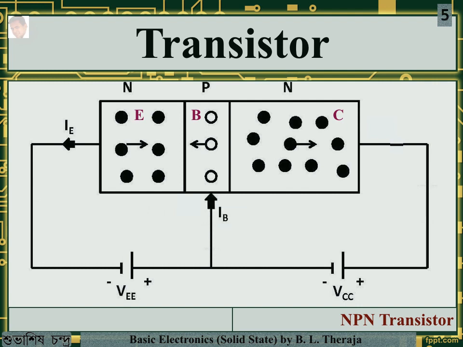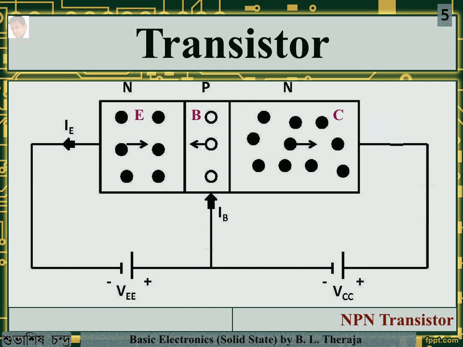This electron current constitutes the emitter current IE. The base current is given as IB. The direction of the currents are as shown in the figure. As a result, the concentration of the electrons near the emitter base junction increases considerably. The reverse bias across the base collector junction causes drift of minority carriers.